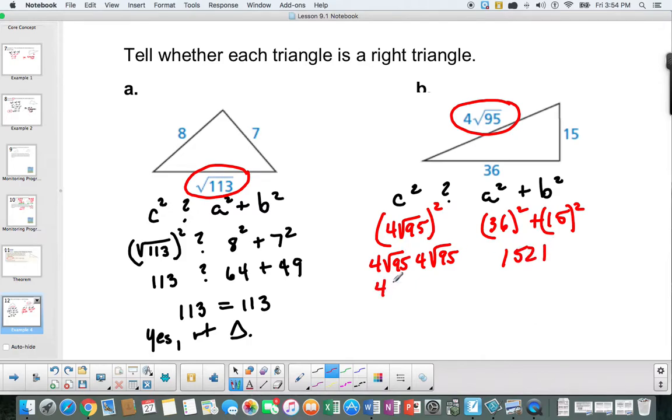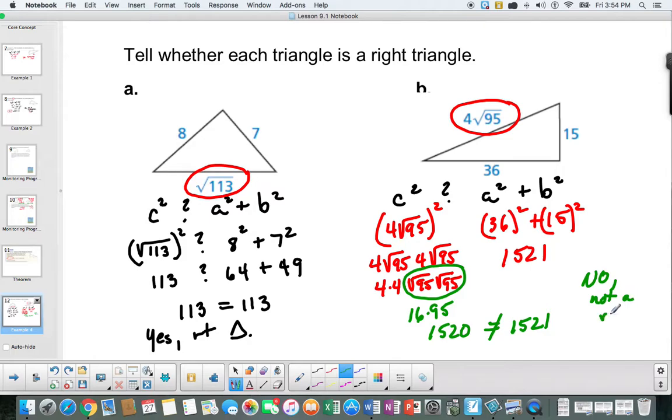Okay, so now I've got to continue working here. I'm going to rearrange the 4's in the front and the root 95's in the back. Now I know that when I multiply these 2 together, even if you put it in the calculator, you're going to find the answer is 95, because a root 95 times a root 95 will just be 95. And then 4 times 4 is 16. So let me go ahead and put that in the calculator. And that answer is 1520, and remember the other side is 1521. These are not equal to each other, so the answer is no, not a right triangle.